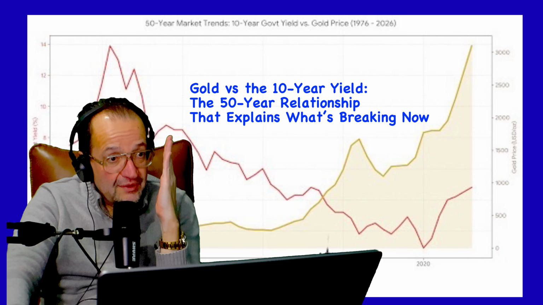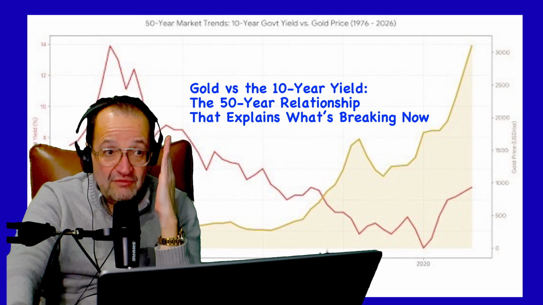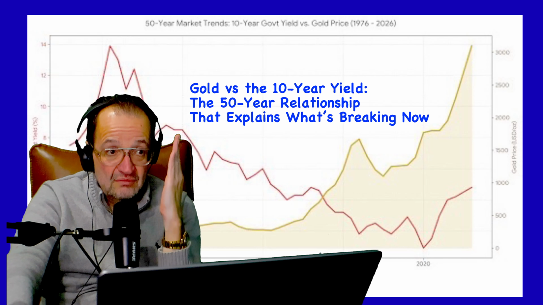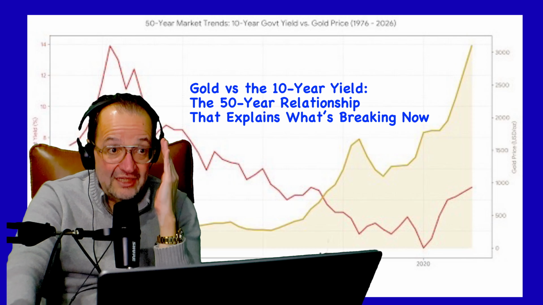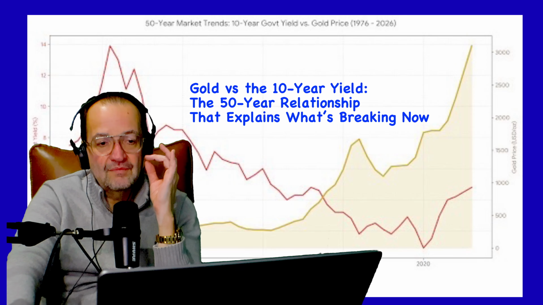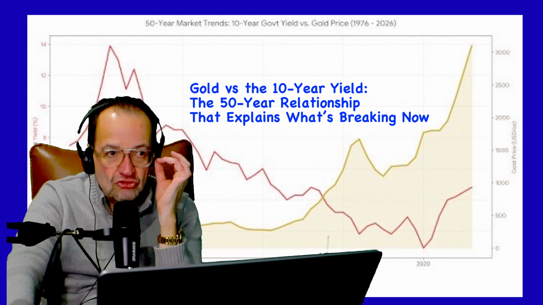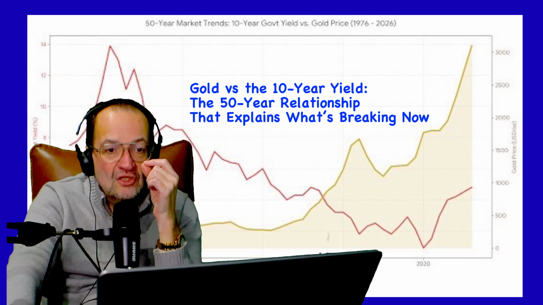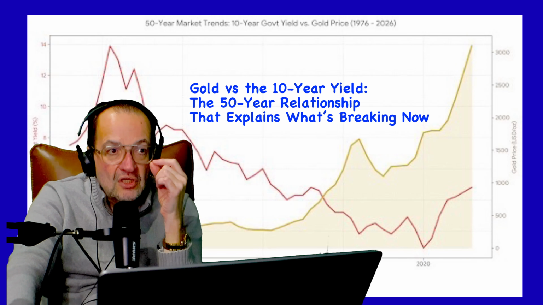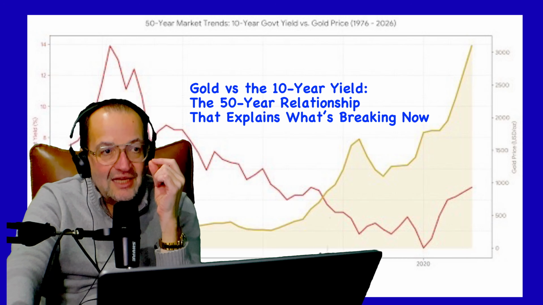Debt was growing. Financial leverage was increasing. The system was becoming more fragile. Gold was no longer reacting to inflation. It was reacting to stress. The red yield line collapses towards historic lows. And gold surges sharply higher.